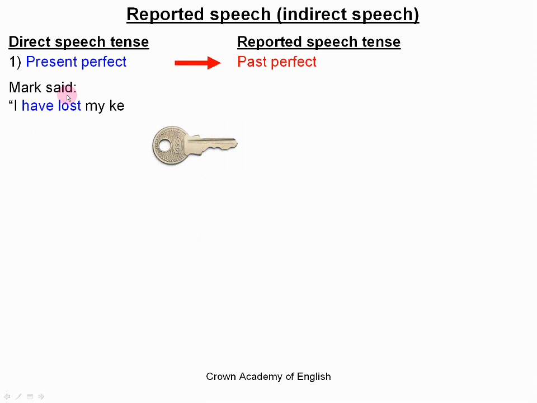Example: Mark said, "I have lost my key." So that is the direct speech. Those are the exact words that Mark said. And in reported speech, Mark said that he had lost his key. So this is now the past perfect.